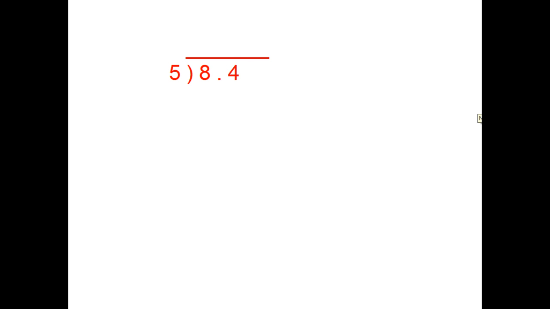Next problem, 8.4 divided by 5. This one's just a little bit different because we're going to have to add a step on. How many 5's in 8? There's going to be a 1. 1 times 5. When I subtract, I'm now at how many 5's in 34? 6 of them. 6 times 5 is 30. Here's where it gets kind of interesting. I have a 4 here, and I don't have any other numbers to bring down.